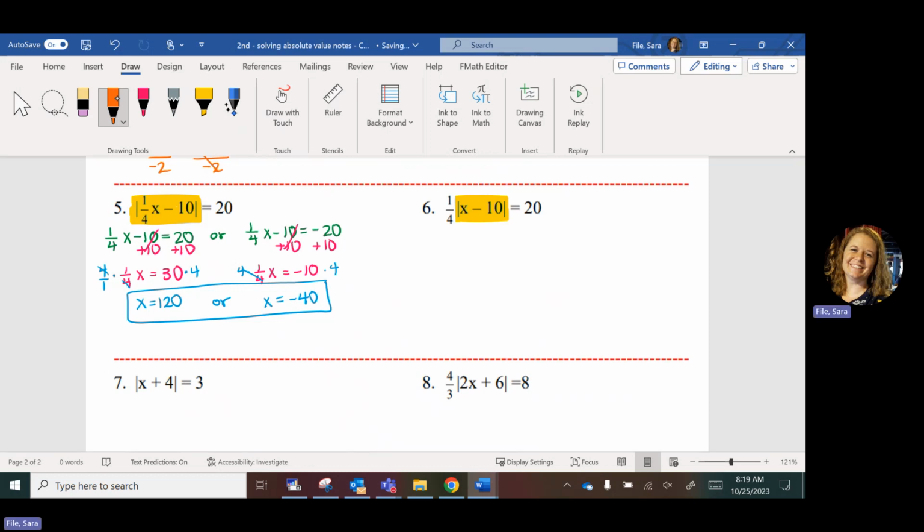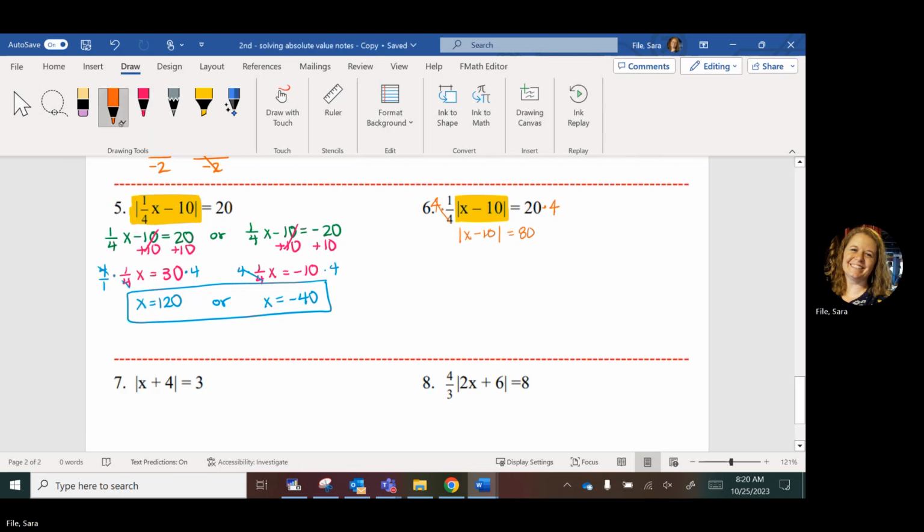Okay, so I'm going to do the same thing, just much earlier in this problem. I'm going to multiply by 4. What I do to one side, I do to the other. So here that 4 and 1/4 will reduce, and now I've isolated my absolute value expression. And that would be 80. So far, so good? Now that I've isolated it, that was step 1.